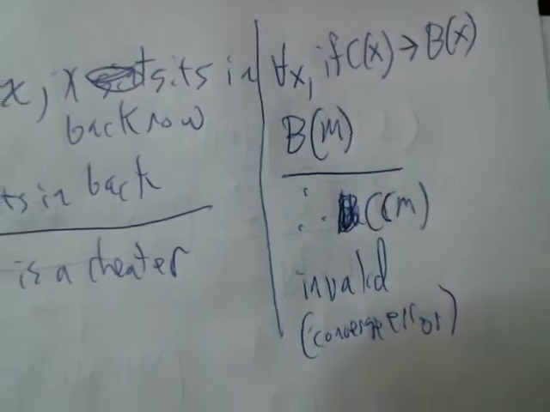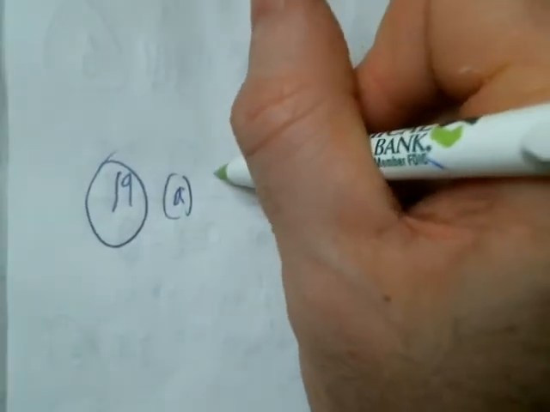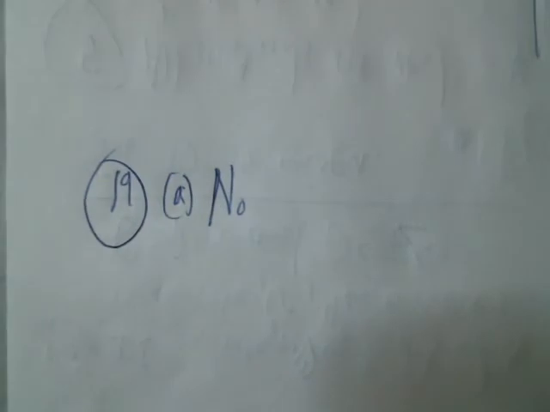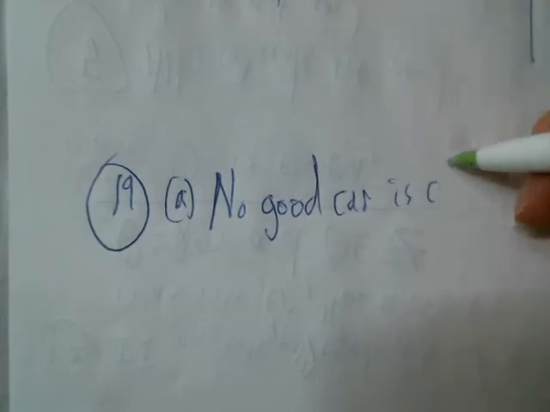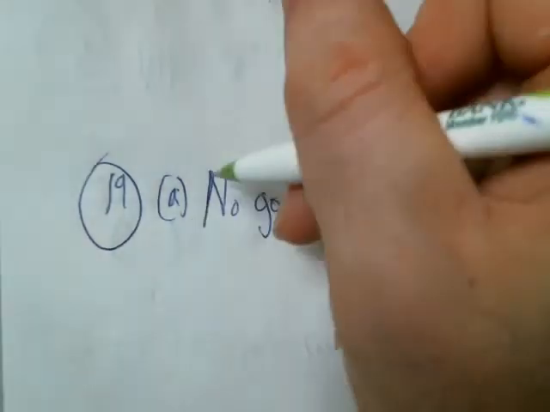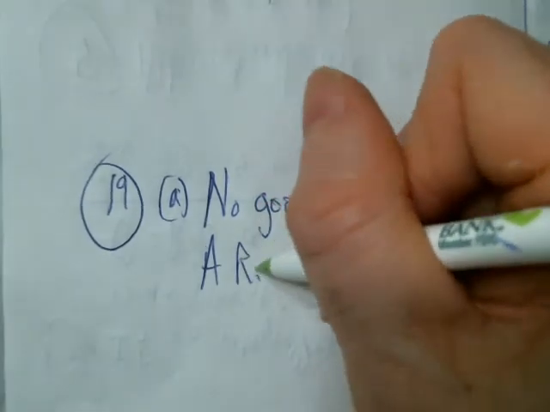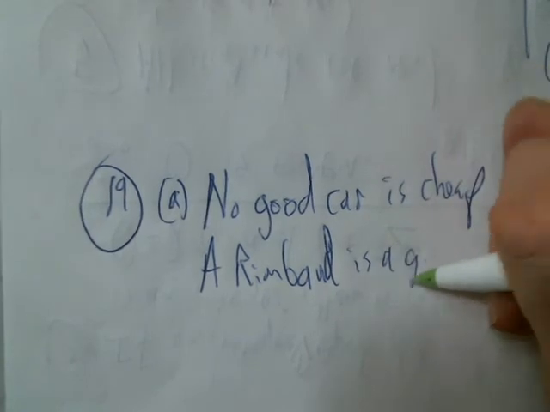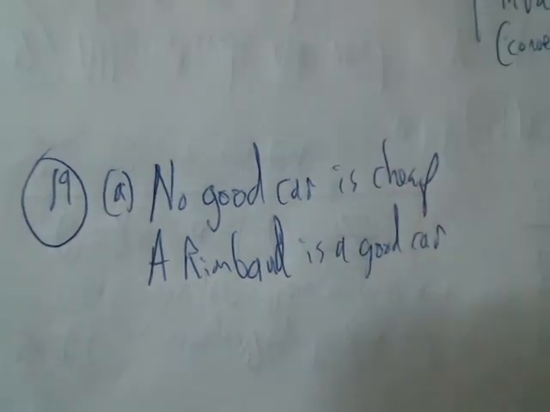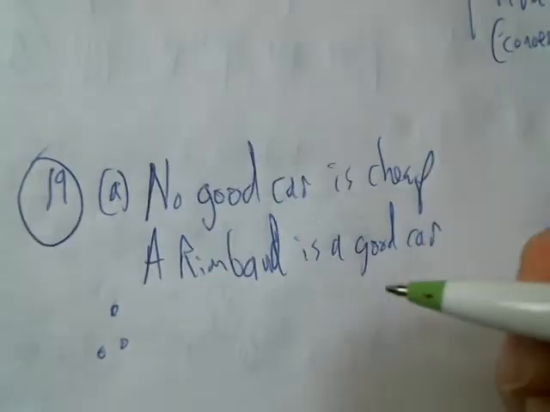Okay. One more. They'll try to confuse you with more and more informal type arguments. But it's good to be able to translate back and forth. In particular, no good car is cheap. A Rimbaud, whatever the heck that is, is a good car. Therefore, a Rimbaud is not cheap.